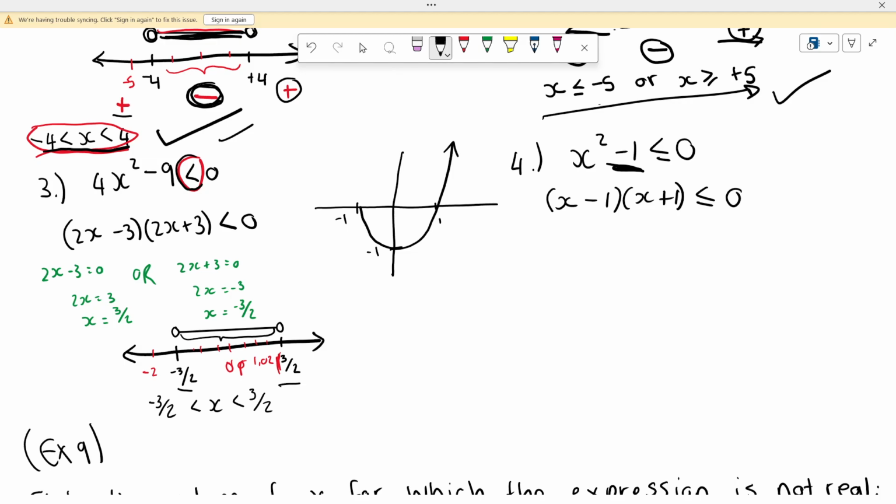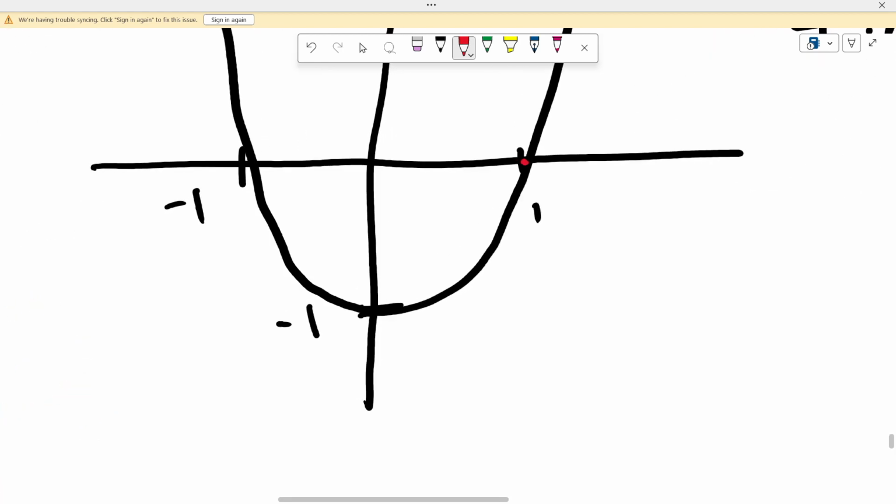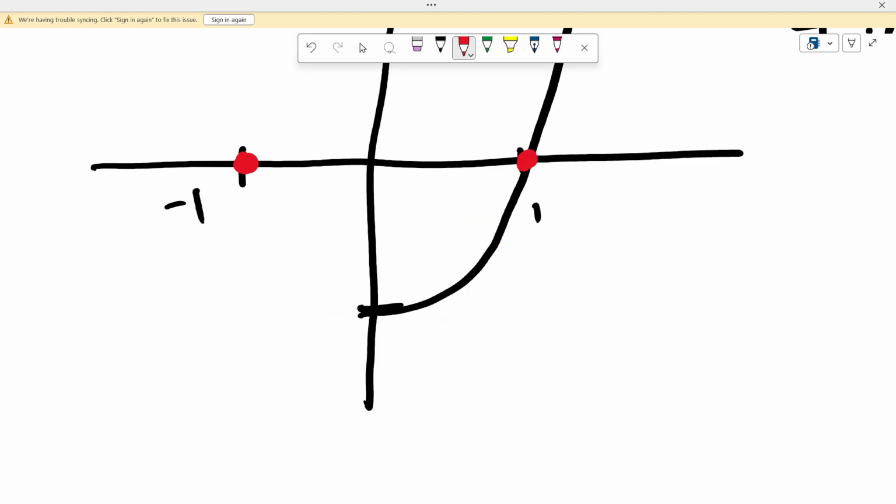So this is a nice one. Easy. Okay, so now they're asking where is it smaller or equal to 0? So let's go and zoom in again. Where is it going to be smaller or equal to 0? So obviously on exactly 1, it's equal to 0. On exactly negative 1, it's equal to 0. So those are going to be closed lines, and everything in between 1 and negative 1 will be included.